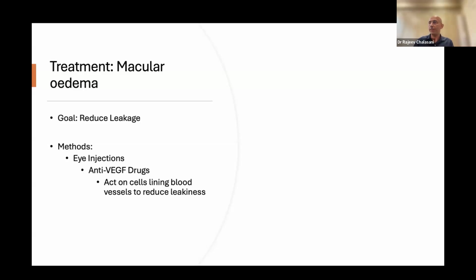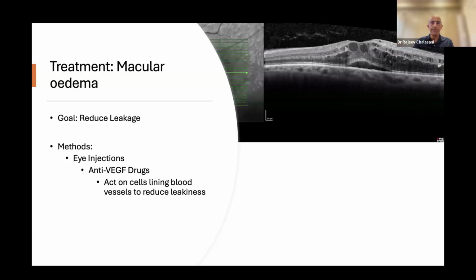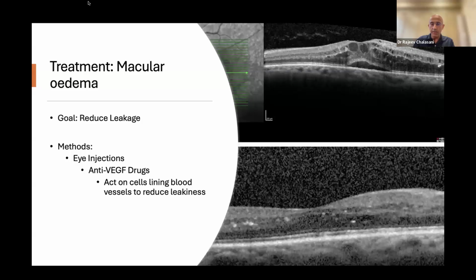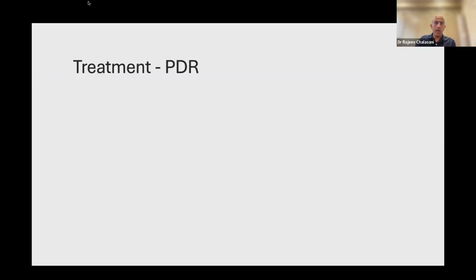We have a class of drugs called anti-VEGF drugs, which basically act on the cells lining blood vessels to make them less leaky. And this can have a significant impact on improving a patient's vision. As you can see here, this patient has significant diabetic macular edema, had a course of injections, and you can see the edema has significantly improved. And this patient's vision will also have improved significantly as a result.